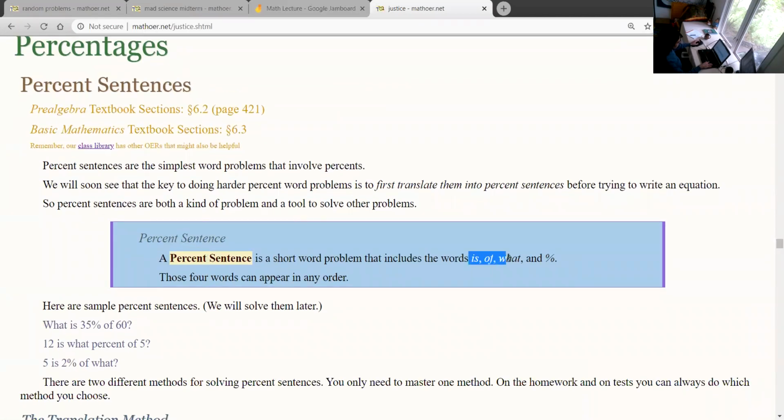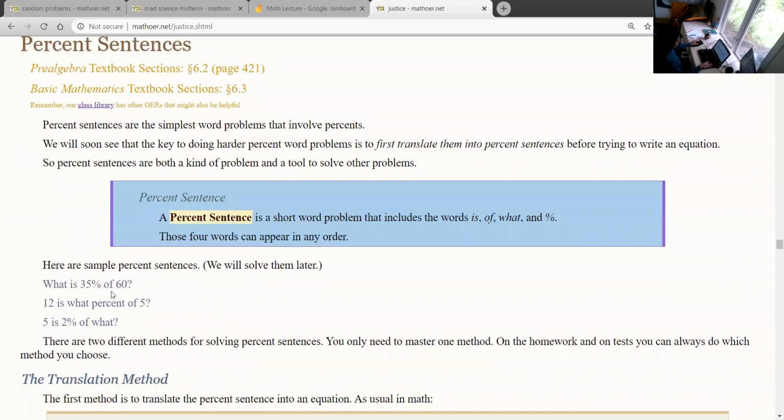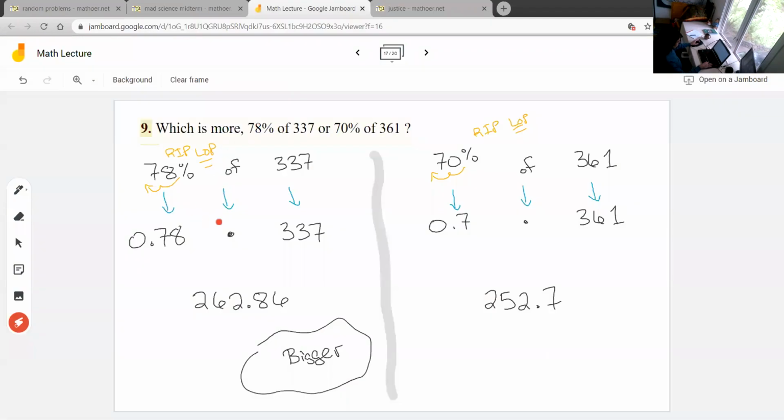They have is, of, what, and percent. What is 35% of 60? 12 is what percent of 5? 5 is 2% of what? And we'll finally just be working with percents in general. And you'll see that we'll use the same things we did before, but it's actually easier. It's kind of more freeing to not have to make up categories.